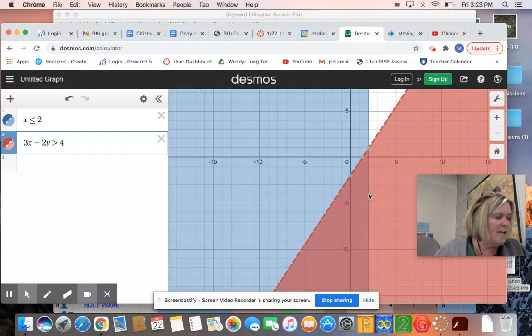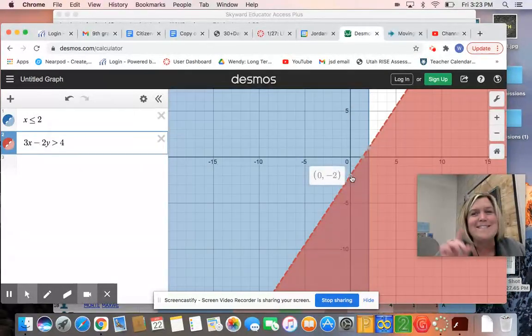Okay, and then 0 and -2. Okay, it's on the dotted line, which means it doesn't include it because it's not both the red and the black. So that is not part of the solution. Okay, so the only one was 2 and -4. Okay, good job.